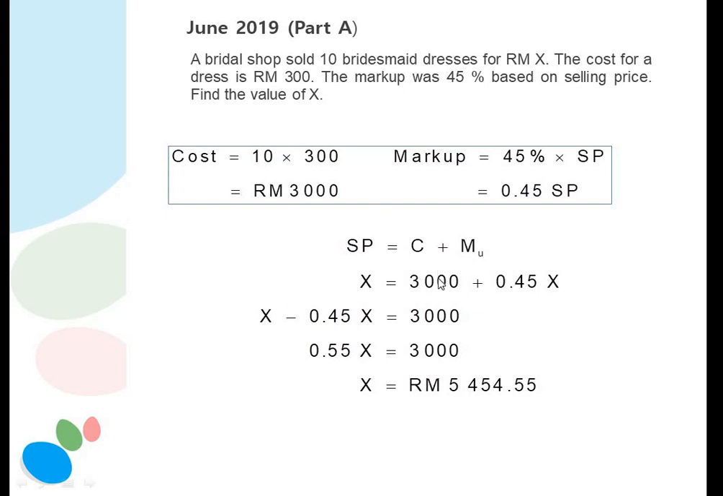The total cost is 3,000. Markup 0.45 SP. Okay, but now we substitute SP by X. So this one also becomes 0.45X. Okay, move 0.45x to the left. So when we have only x means that 1x. So 1x minus 0.45x, we get 0.55x equal 3,000. Okay, for final answer, x equal 3,000 divided by 0.55, we get RM5454.55. So this is the selling price.